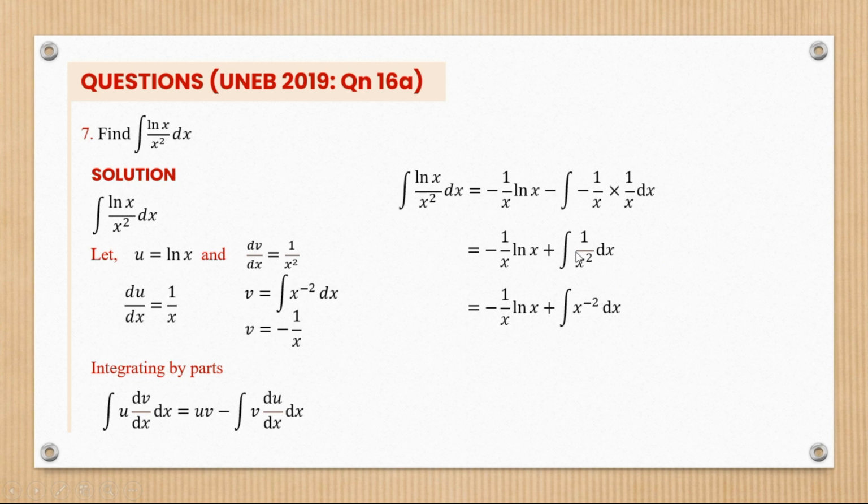Now the integral of this, we can still find it. We know that 1 over x squared can be expressed as x to the power negative 2, of which we again have negative 1 over x right there. So now when we open the brackets, we can see that this plus will become a minus. So we have negative 1 over x ln x minus 1 over x plus c, and this is our answer.